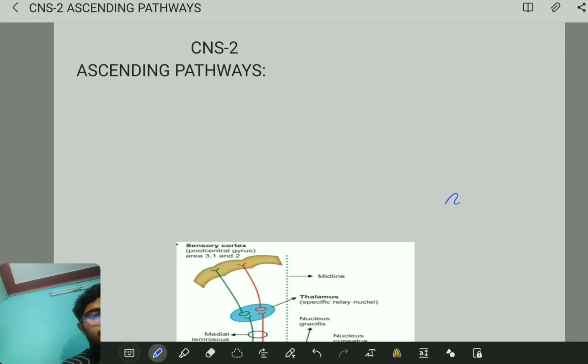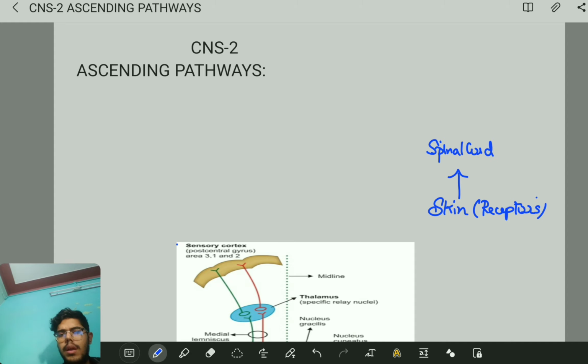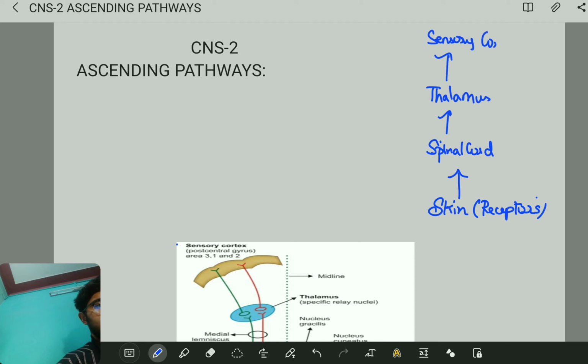So first of all, we will be having skin act as receptors, and from this it travels through spinal cord, and from the spinal cord it moves to thalamus. And from thalamus it moves to your sensory cortex. The impulse moves to sensory cortex.